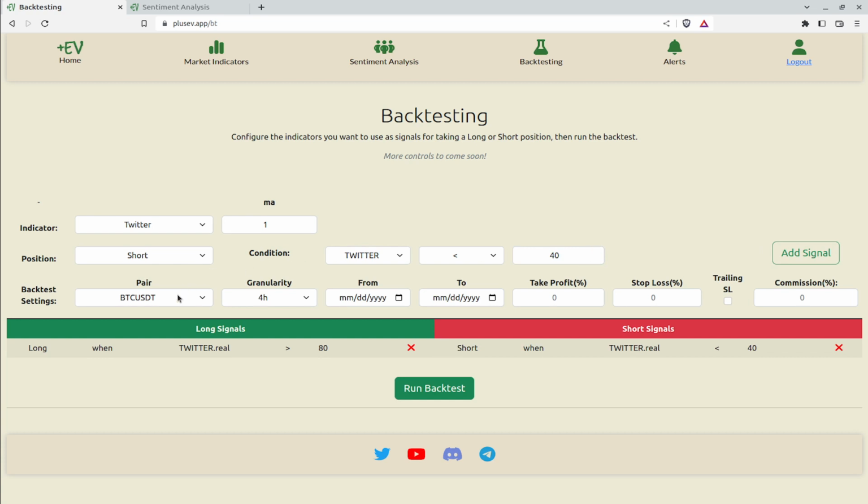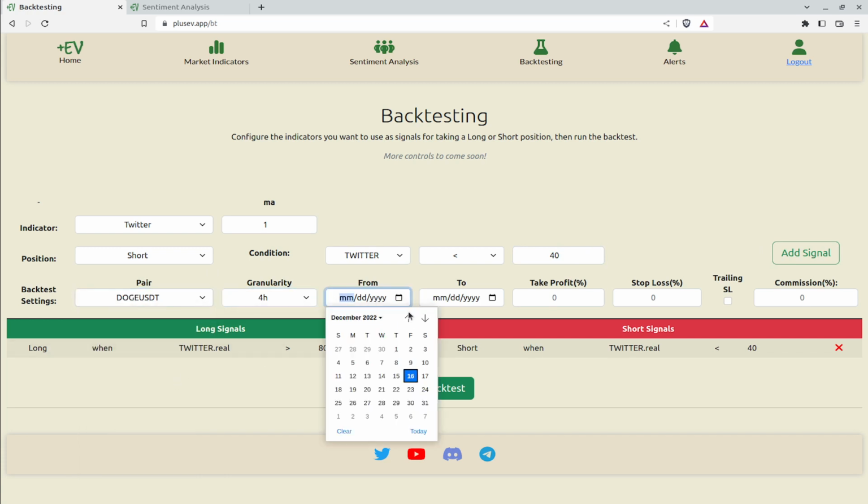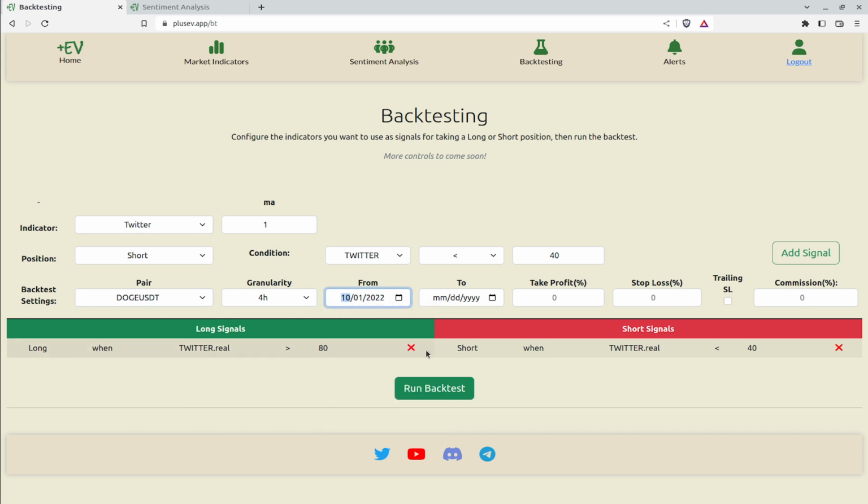Then choose the market settings you want to apply the strategy on, the trading pair, its granularity, and the date range. You can then set up take profit and stop loss triggers if you like. Finally, put in the commission that you pay to your exchange and run it.